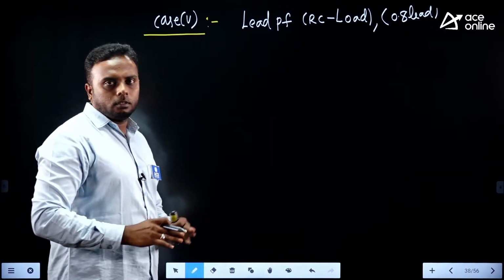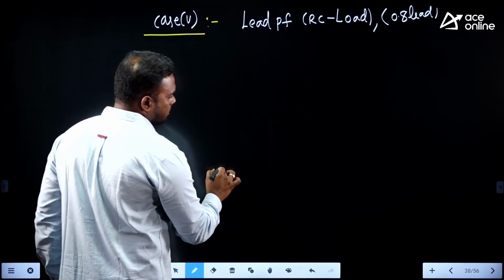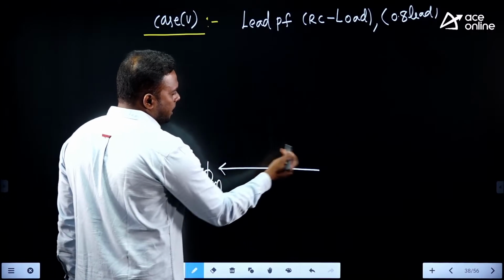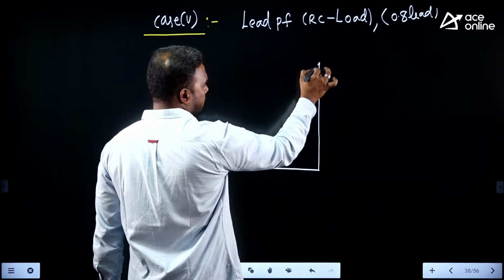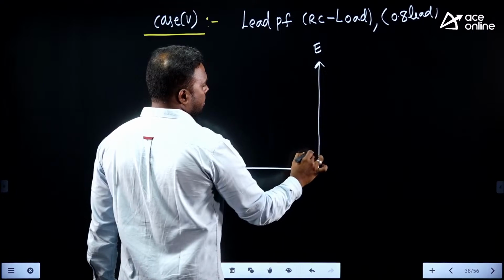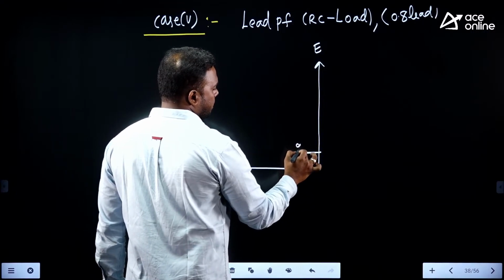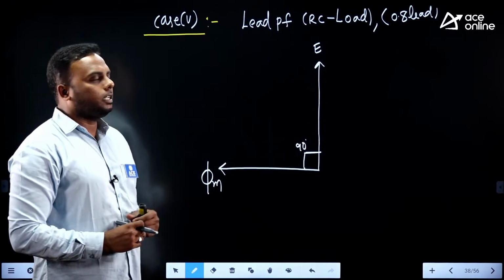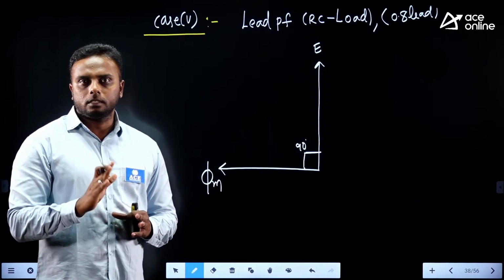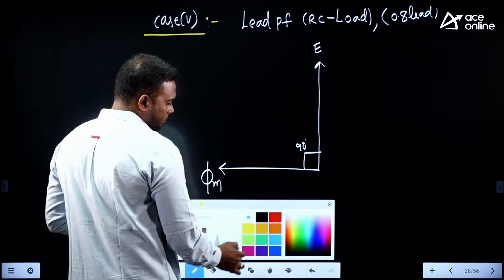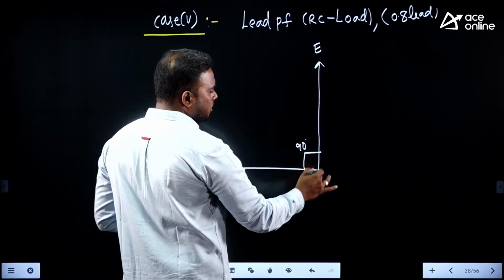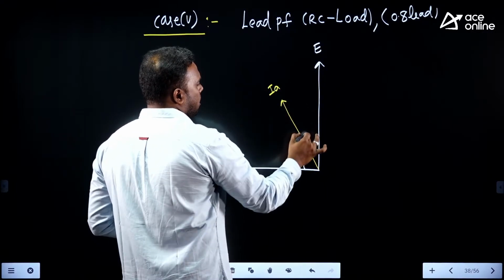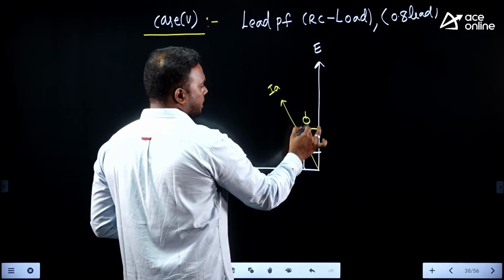Now again the same procedure. First take main flux as reference. This is the main flux. Then the EMF lags the flux by 90 degrees. This is the common 90 degrees. Now where is the armature current? So I took 0.8 leading, so 36.86 degrees, the current leads the voltage by some angle here. This is IA and this angle is the power factor angle.